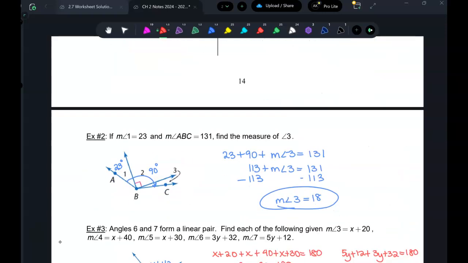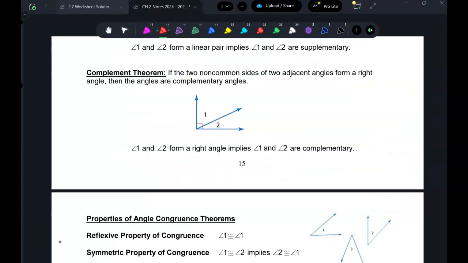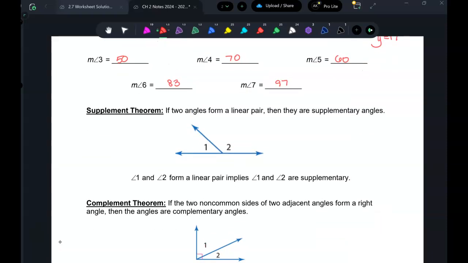So what did we do here? We added these 3 angles equal to the big angle. Here, we added these 3 angles equal to 180. We added these 2 angles equal to 180. Angle addition is just adding adjacent angles equal to a big angle. Okay? All right, now the supplement theorem.